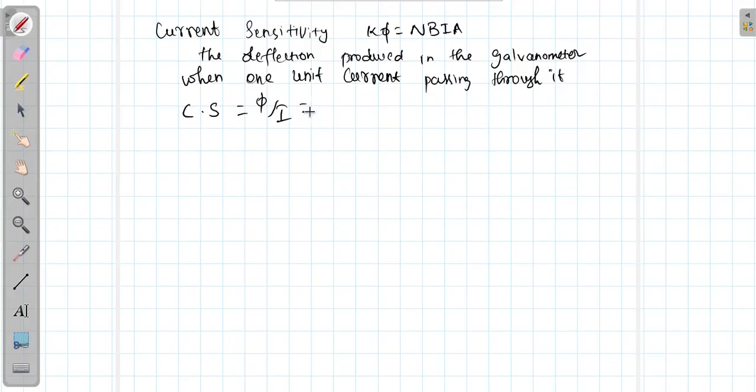Therefore, taking the remaining terms to the other side, it is NBA divided by K. You understand? Current sensitivity. Next, voltage sensitivity.